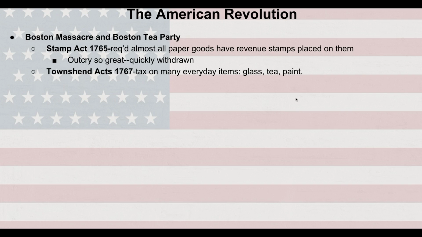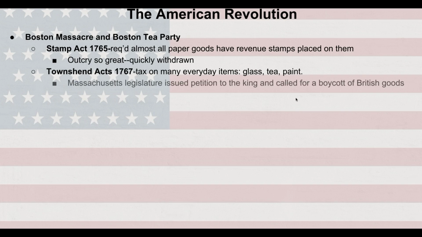The Massachusetts legislature is going to be a significant player in this fight between the British and the American colonists, or the British colonists, and the legislature will issue a petition to the king that calls for a boycott of British goods. And so they're going to say, fine, if you're going to tax these everyday items, we're just simply not going to purchase them, thereby circumventing the taxes that you have placed upon them.